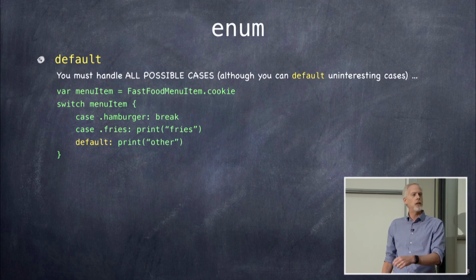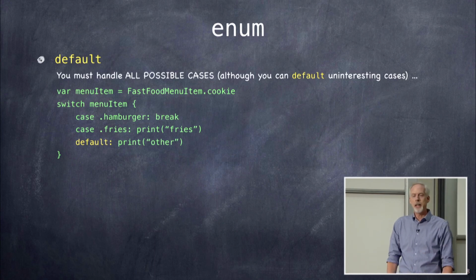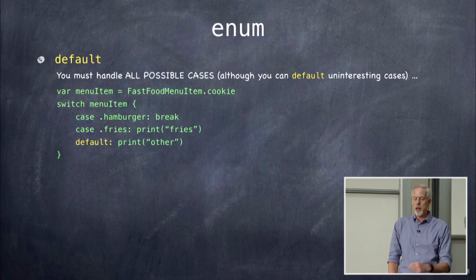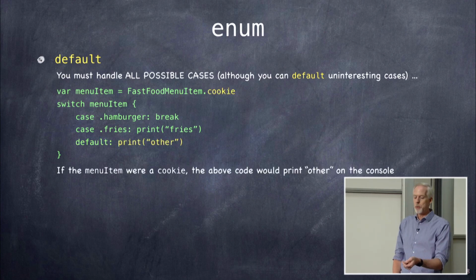You see what I mean? You'd have to have every case in the world. So of course, you're going to use default in a string switch: case the couple of ones you want, and then default the rest. So default is a must. Even for enums, we use it quite a bit. All right, so that's break and default. So if this were a cookie, then it would print other.